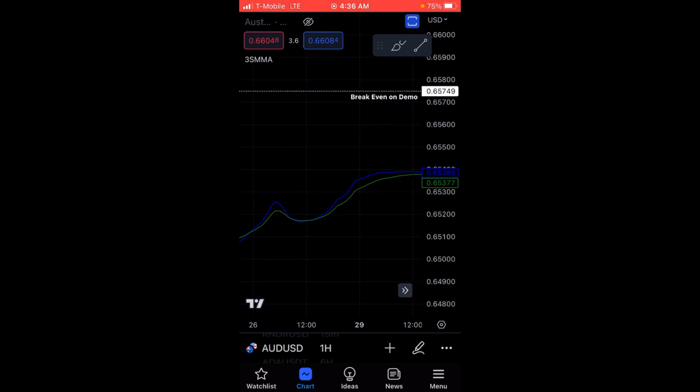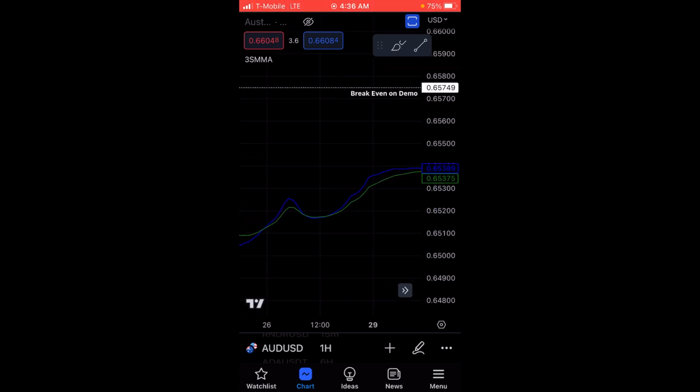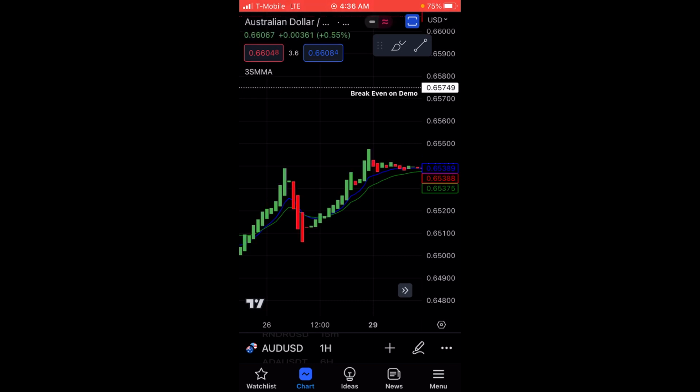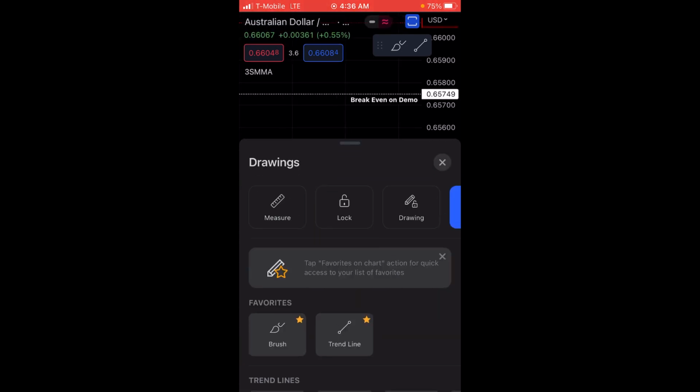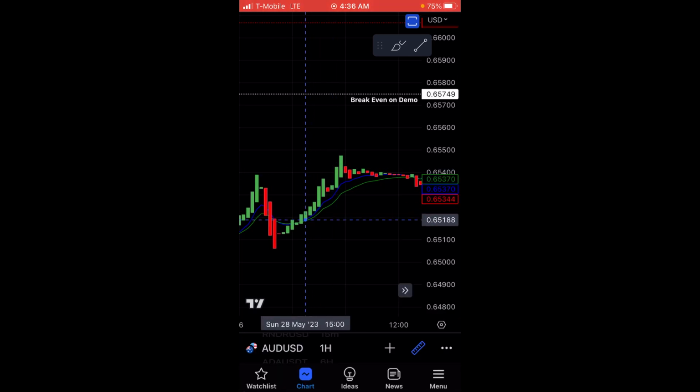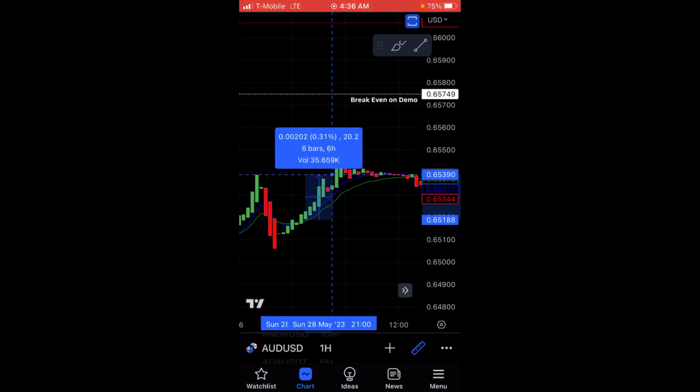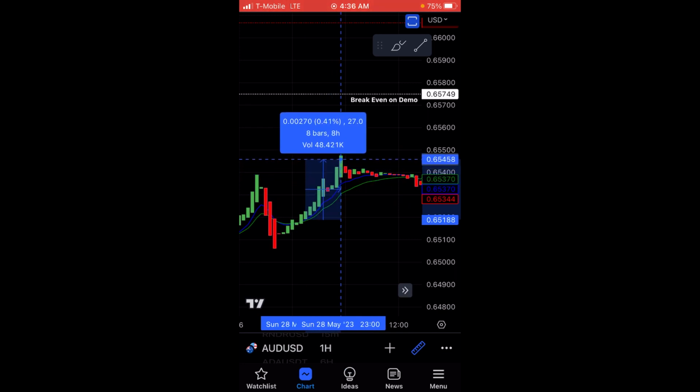You wait for a cross. So is that crossing? That looks like it's crossing. So in this situation here, you would get in right about here because it crossed all the way. Ride it out until about here. This is 8 hours worth. And this is 286 pips. So that's 286 times your lot size.